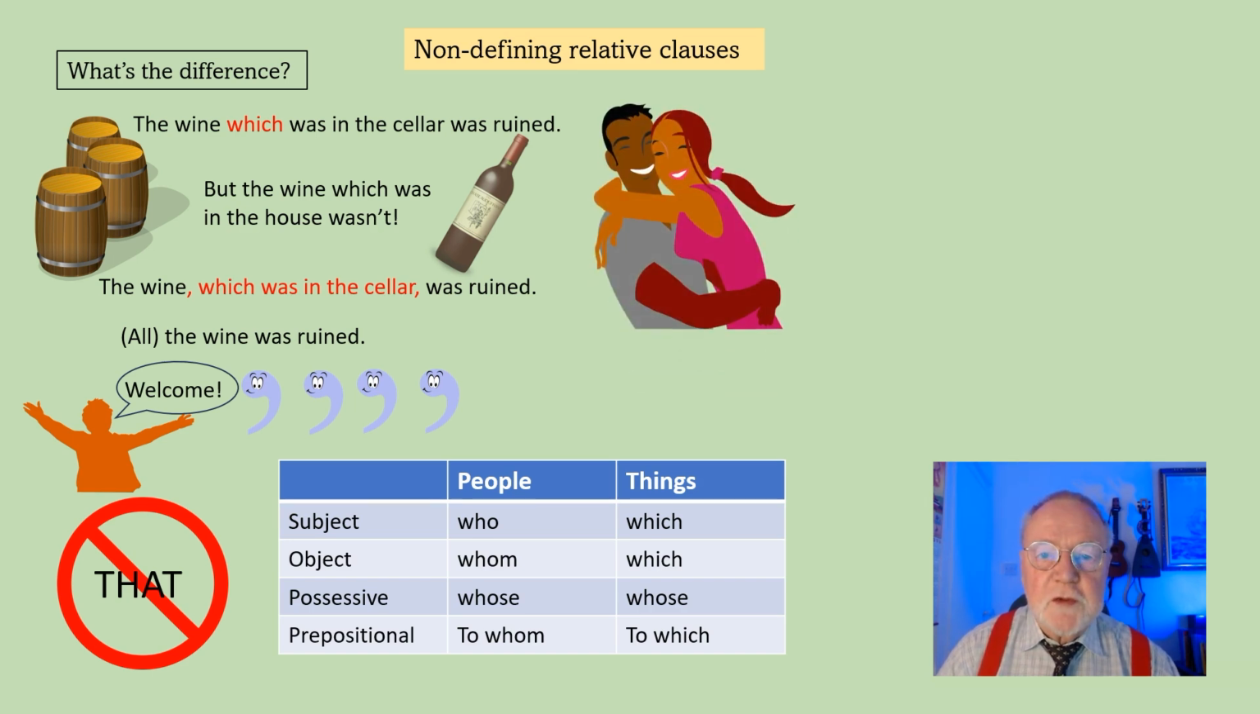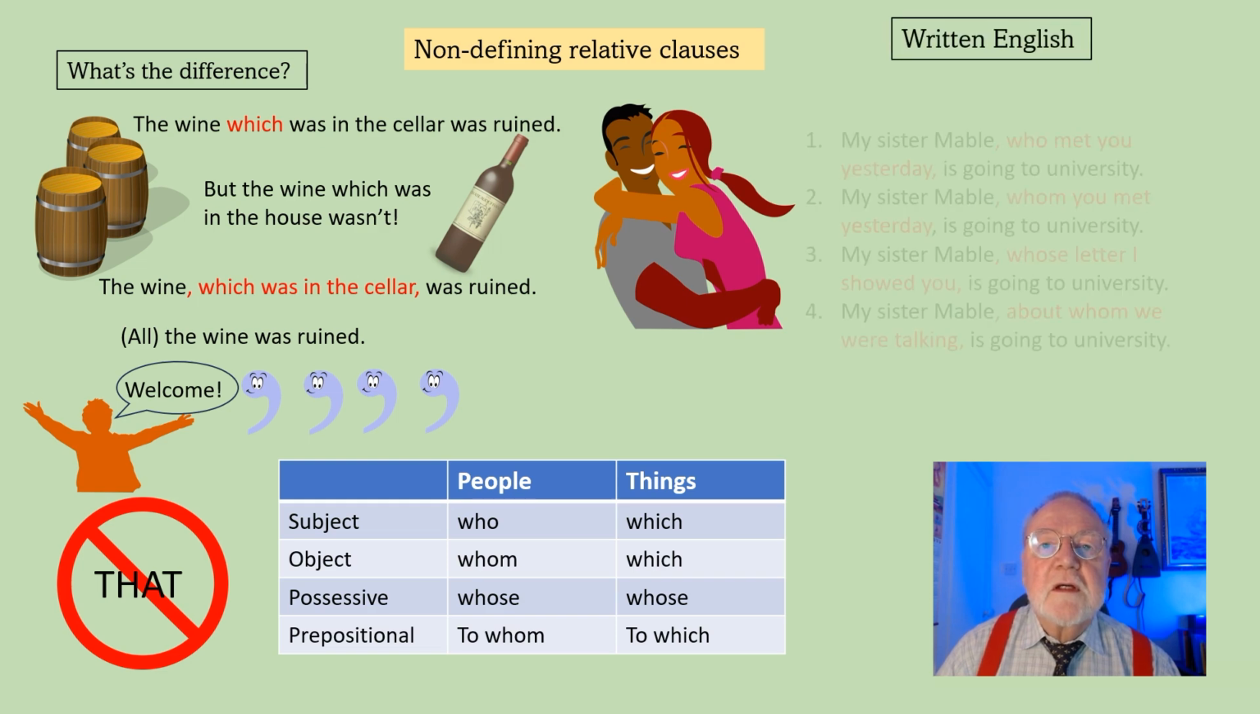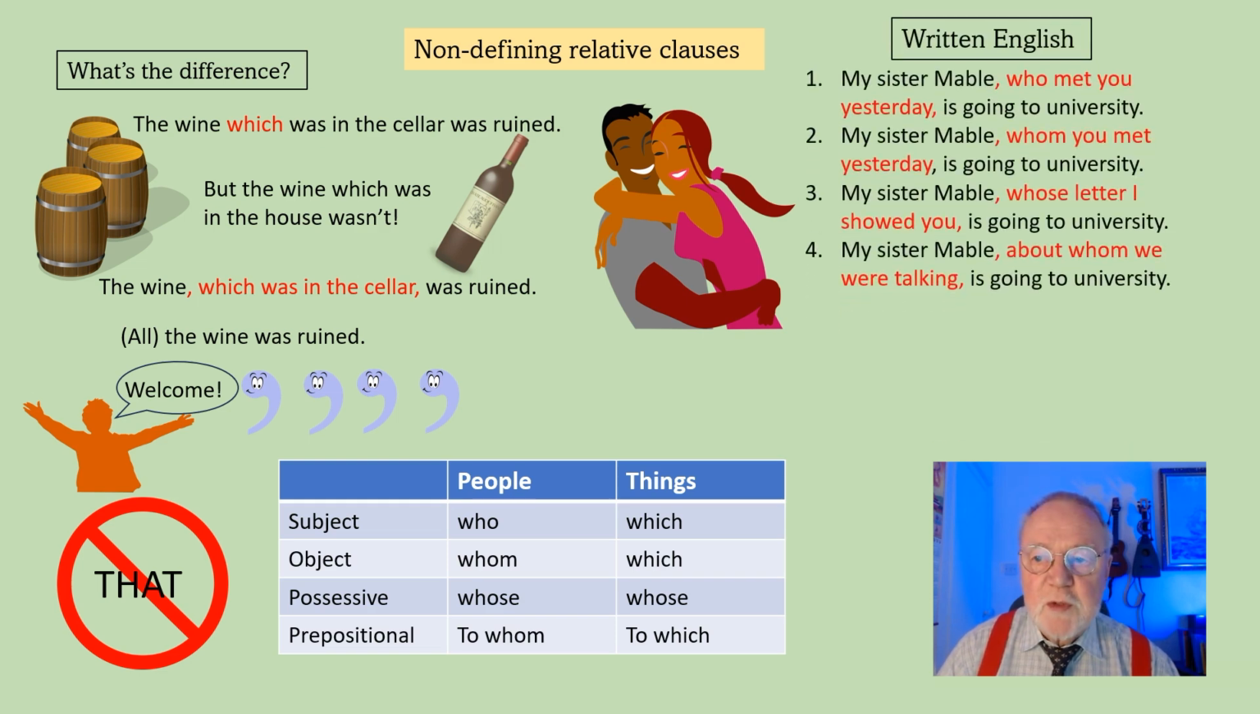Here's John and his sister Mabel. John is going to tell us something about Mabel, but he's going to do it in writing, because for non-defining relative clauses you mostly see them written rather than spoken. My sister Mabel, who met you yesterday, is going to university. My sister Mabel, whom you met yesterday, is going to university. My sister Mabel, whose letter I showed you, is going to university. My sister Mabel, about whom we were talking, is going to university.